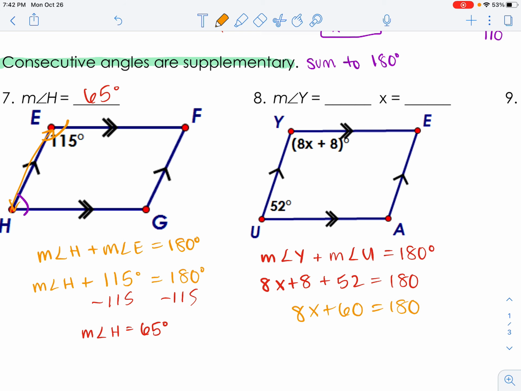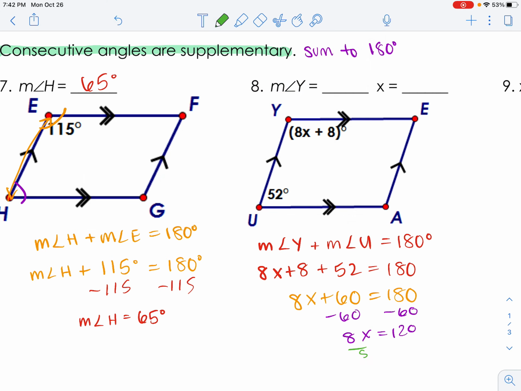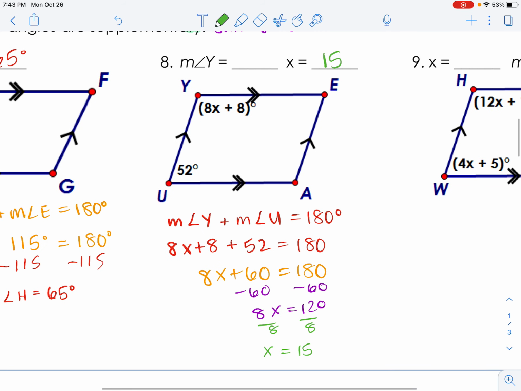Then I can subtract over the 60, and I get 8x equals 120. Next, I want to divide both sides by 8, and we find that x equals 15. Now we're going to use that to solve for the measure of angle y. So we know the measure of angle y equals 8x plus 8.